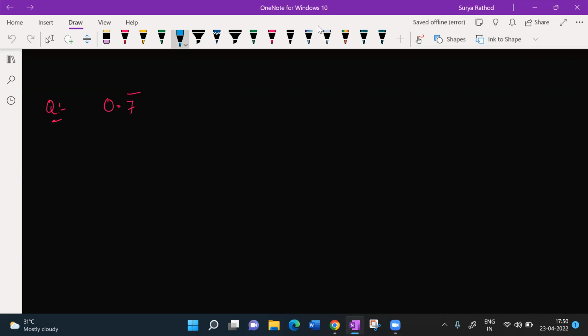First of all, you have to convert it into fraction form. How can you convert it into fraction form? You take this as x and then 10x will be 7.7 bar, and then 10x minus x will be 7.7 bar minus 0.7 bar. So it will be 7/9.